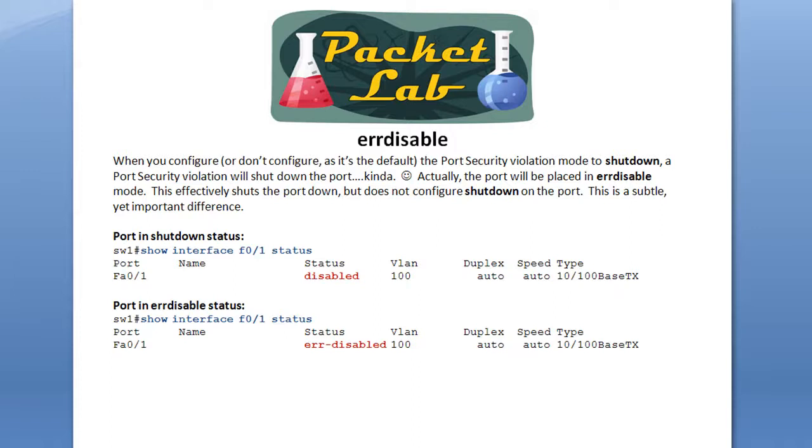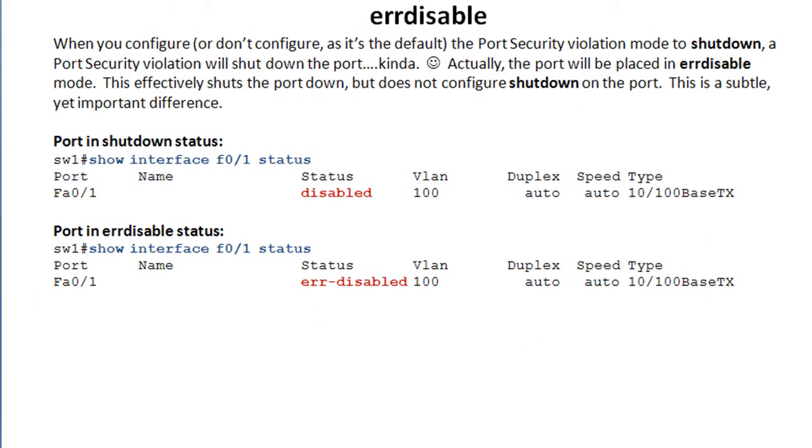Okay, I need to change the slide deck up a bit because I thought that I was going to go into the configuration, but let's touch base on error disable. So when you configure, or don't configure as it's going to be the default, the port security violation mode to shut down, remember that's the one that shuts down the port, it's going to shut down your port.